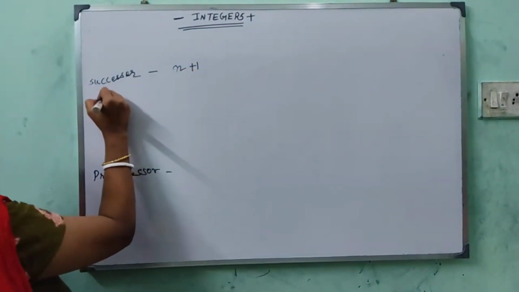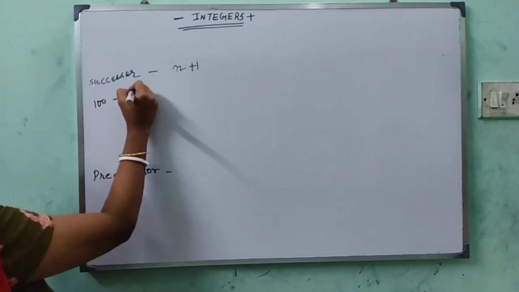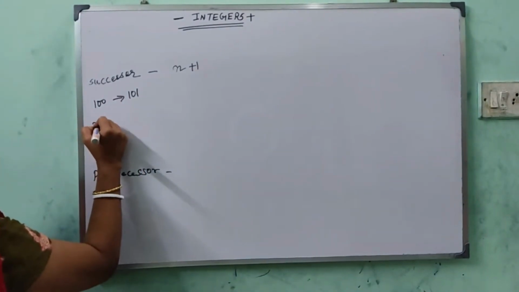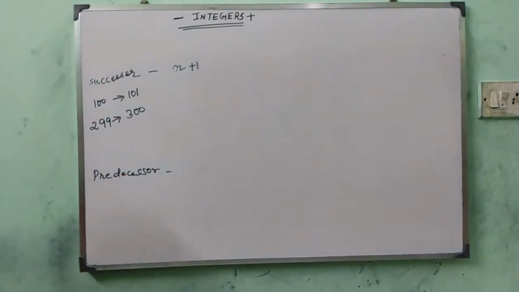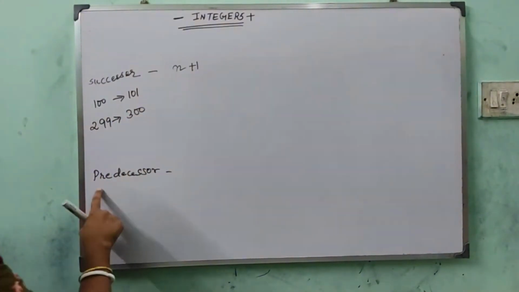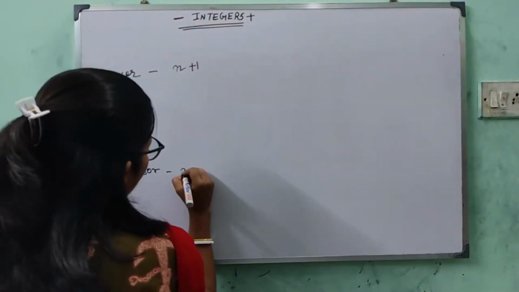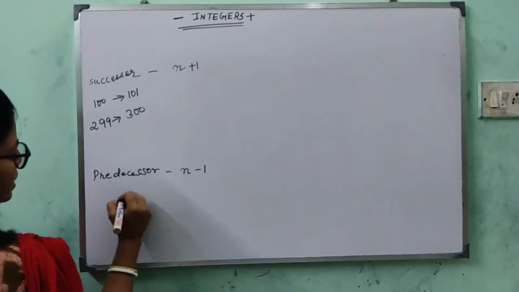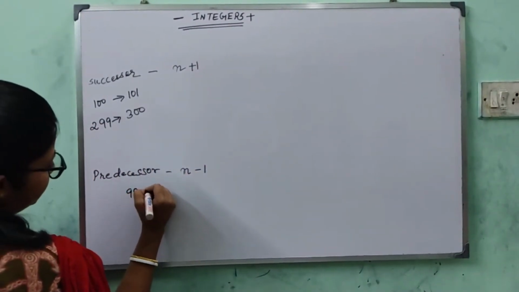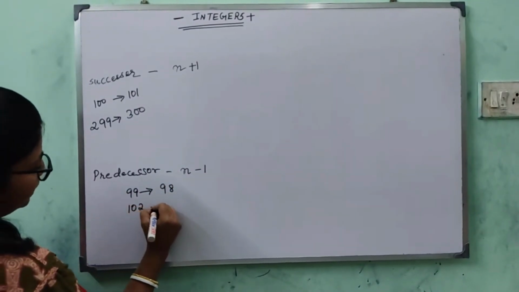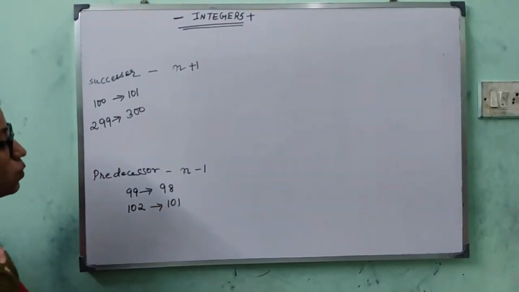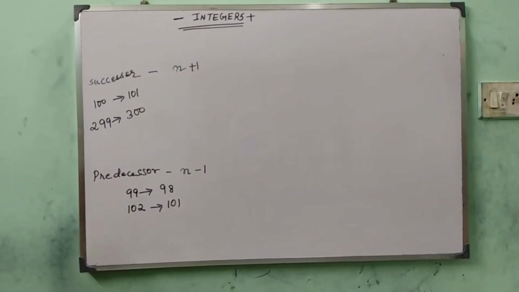Say if I say 100, what is the successor of 100? It is 101. If I say 299, you will say the successor is 300. So what we do? We do a plus 1 to it. What about a predecessor? We always do a minus 1 to it. That is, suppose I say 99, the predecessor of 99 will be 98. If I give you 102, the predecessor will be 101. That is 1 less than the number.